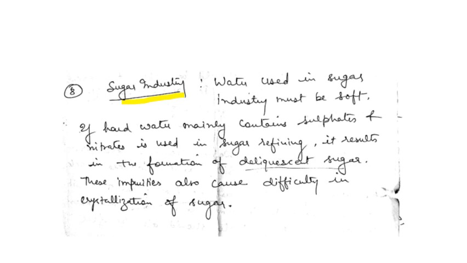In the sugar industry, the water should be soft. If hard water is there, it mainly contains sulfates and nitrates, which are used in sugar refining. It results in the formation of deliquescent sugar. So it affects the quality again. These impurities also cause difficulty in crystallization of the sugar. So in the refining process and the crystallization process, it affects if hardness is there. So this type of water should be soft for the sugar industry.